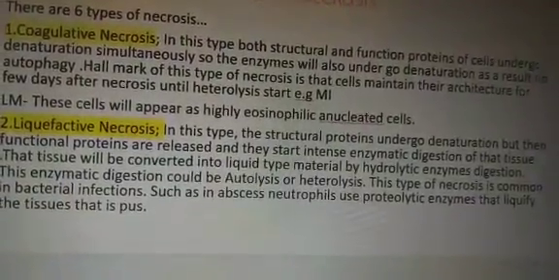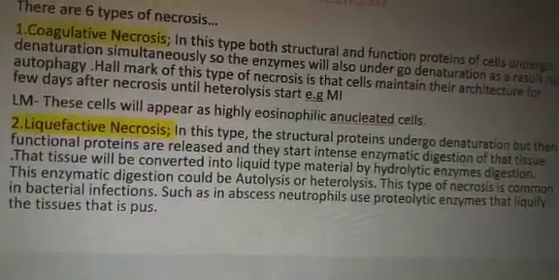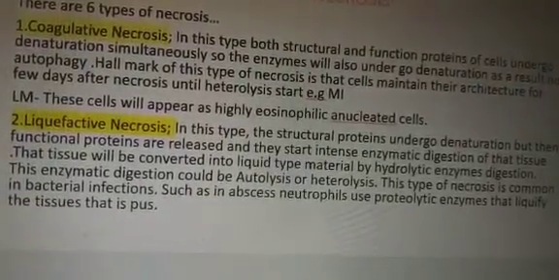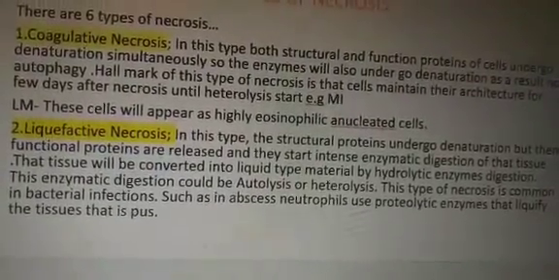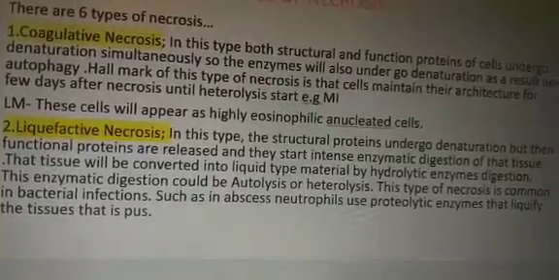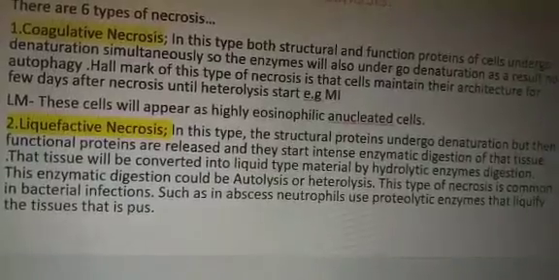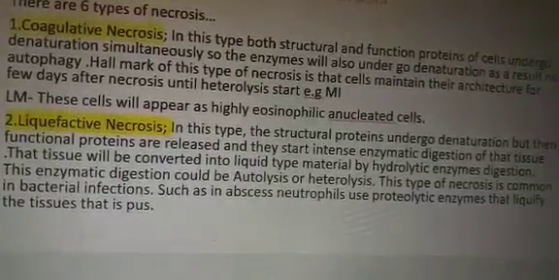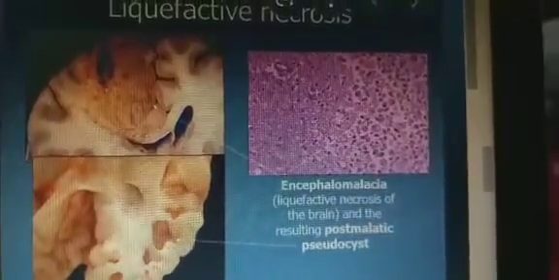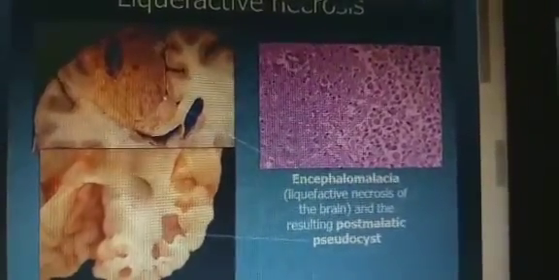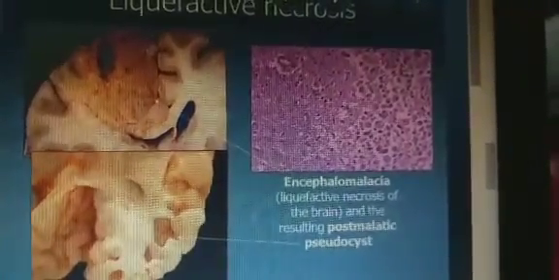One important thing is that this type of necrosis is common in bacterial infections, because bacteria can also release toxins and enzymes that can damage the tissue. In an abscess, neutrophils use proteolytic enzymes that liquefy the tissue, that is pus, and that is also an example of liquefactive necrosis. Here we can see the brain, a tissue that has undergone liquefactive necrosis. Liquefactive necrosis is most common in brain tissue.